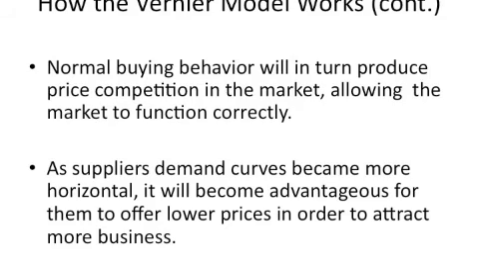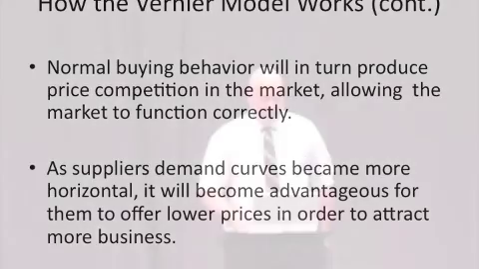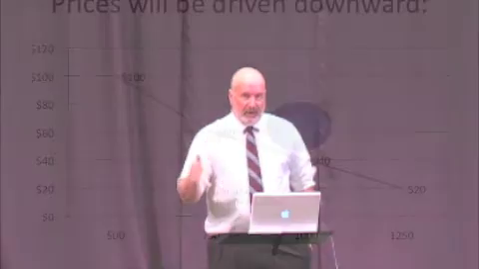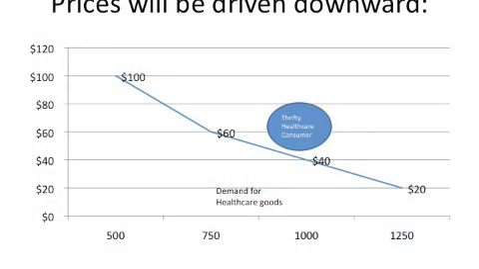As suppliers' demand curves became more horizontal, it would become advantageous for them to offer lower prices in order to attract more business. Prices would be driven downward through the effect of price competition in the market. And this is what we're looking for in order to correct the healthcare crisis.